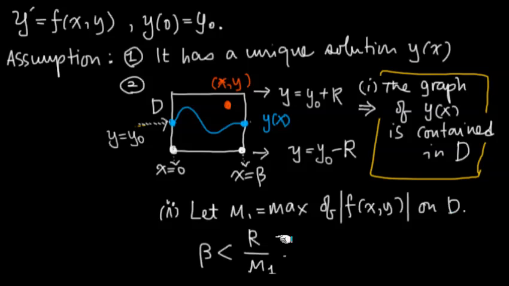And the condition we're imposing here is that this beta must satisfy this inequality. R is the thing that we choose, and m1 is the maximum value on this plate. So if I change that r, m1 changes. So it's kind of a subtle condition, but later on you will see this is not that restrictive a condition. But under this condition, we proved in an earlier video that the Euler method works.